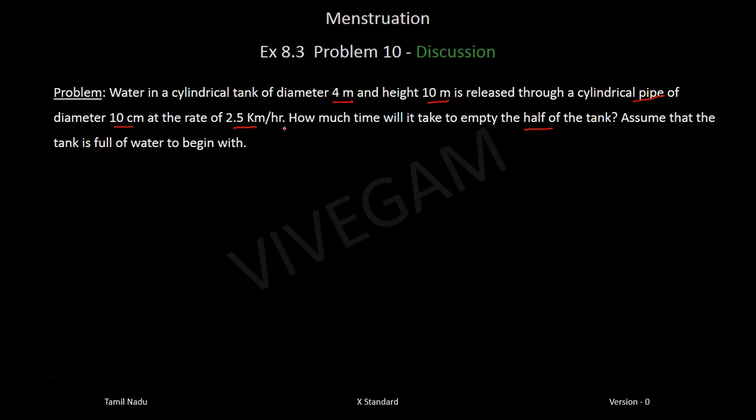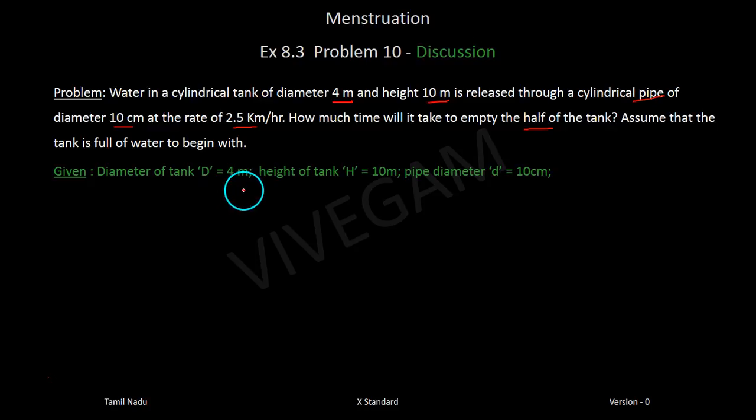Okay, so this is all that is given in the problem. Let's list it out. The diameter of the tank is 4 meters. Height of the tank is 10 meters. Capital D and capital H. The pipe diameter is 10 centimeters. The rate of water flow is 5 kilometers per hour. That is actually 5000 meters per hour, which needs to be converted.